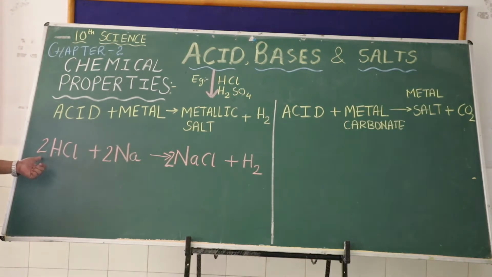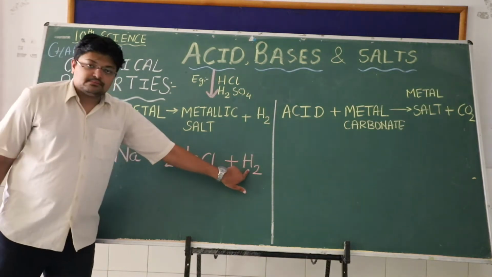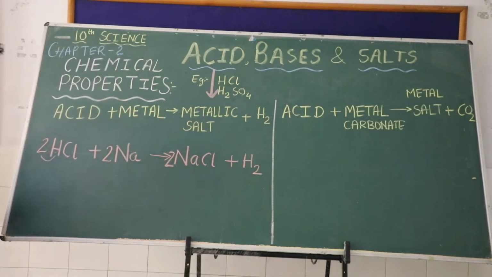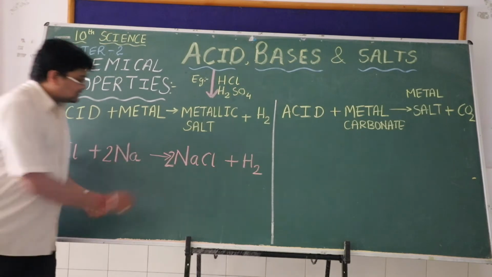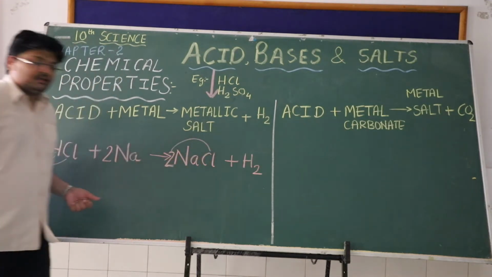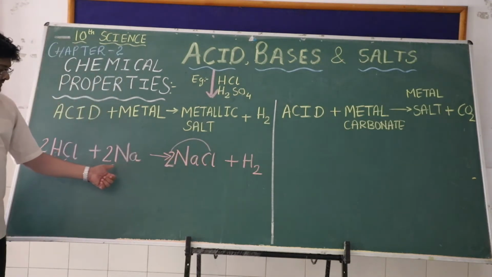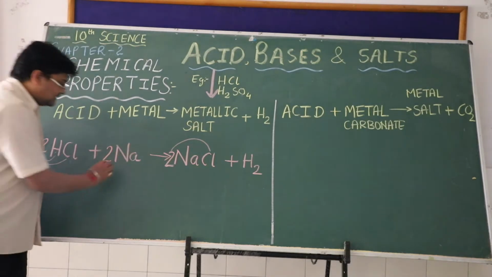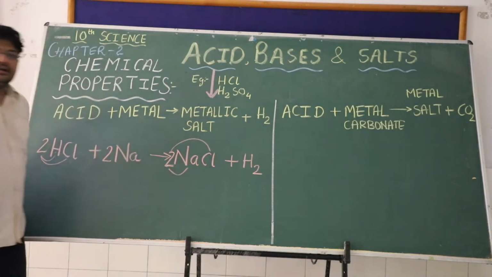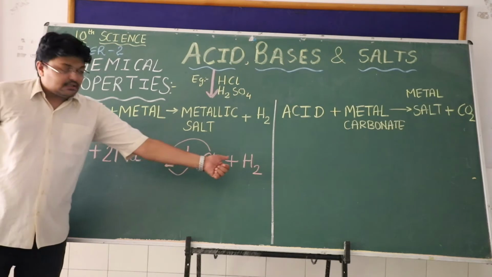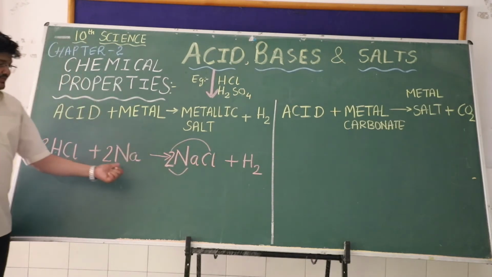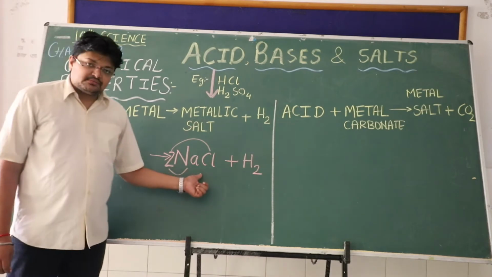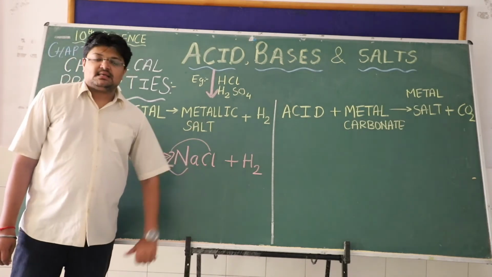On the left hand side, hydrogen 2, as you see over here. Here also hydrogen 2 on the right hand side. Then Cl 2 times on the left hand side. Here also Cl 2 times on the right hand side. Then here sodium 2 on the left hand side, here also 2 on the right hand side. So the total reaction is when hydrochloric acid reacts with sodium, it forms sodium chloride and hydrogen gas evolves.